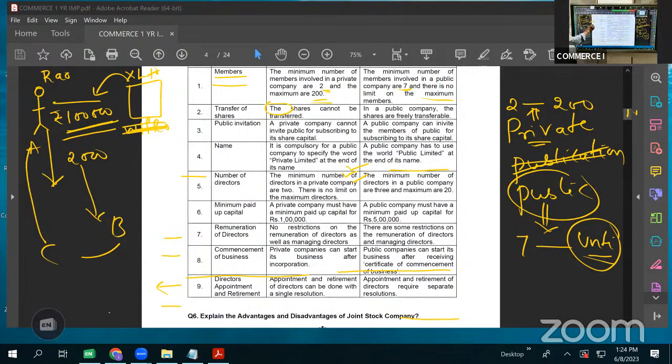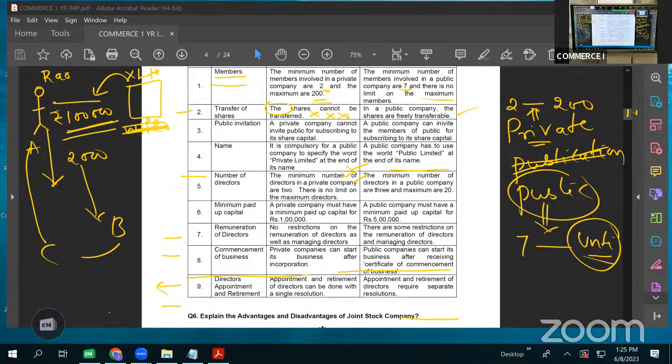Then point number 2, transfer of shares. In case of private limited company, shares cannot be transferred, or there are many restrictions if the shares are to be transferred. So let us say that transferability of share is not allowed in case of a private company. But in case of public company, shares can be easily transferred. Shares are freely transferred in case of a public limited company.